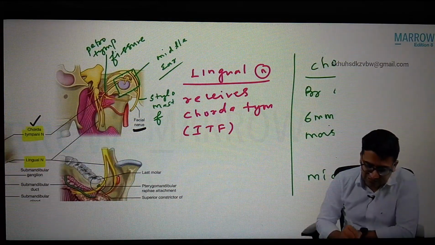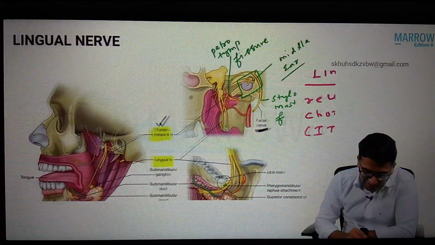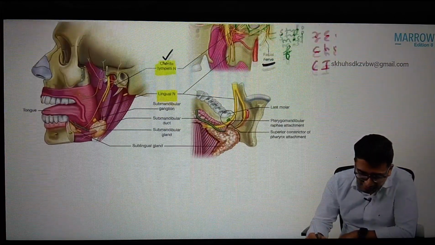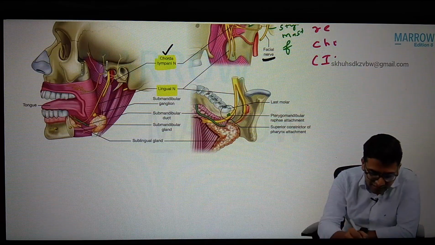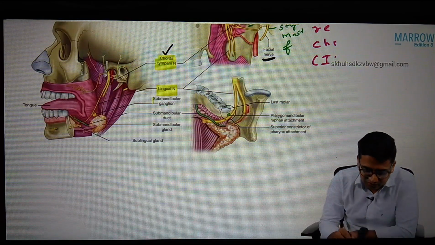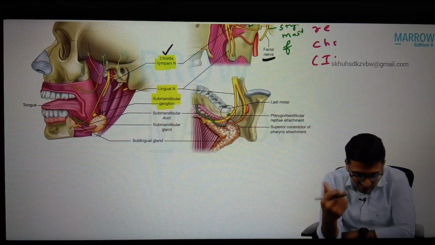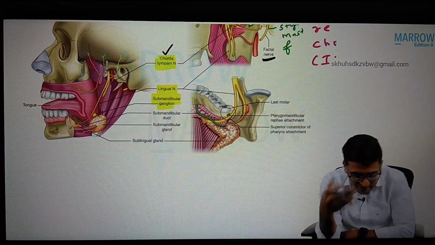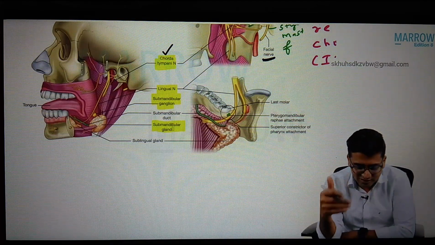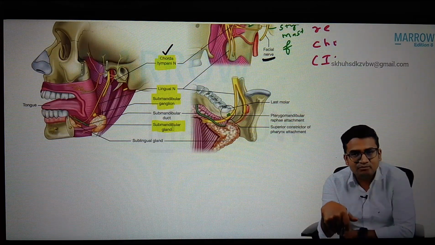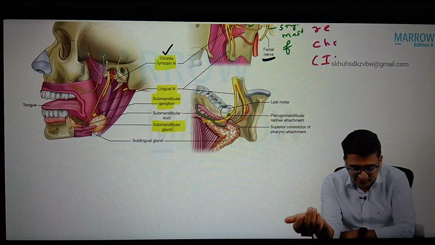So now the lingual nerve receives chorda tympani nerve in the infratemporal fossa. Right. Now, after receiving the chorda tympani nerve, now see the lingual nerve. The lingual nerve descends all the way down, and the lingual nerve suspends one ganglion. Which ganglion? Submandibular ganglion. Okay. Now, the fibers from the submandibular ganglion directly supply the submandibular gland. The lingual nerve suspends the ganglion directly. Now, the fibers from the ganglion supply the gland.